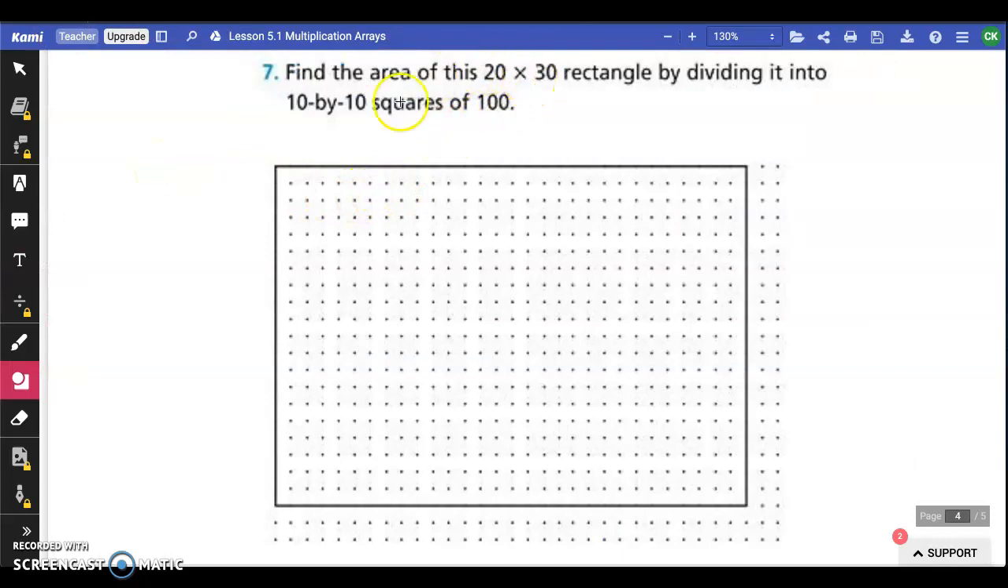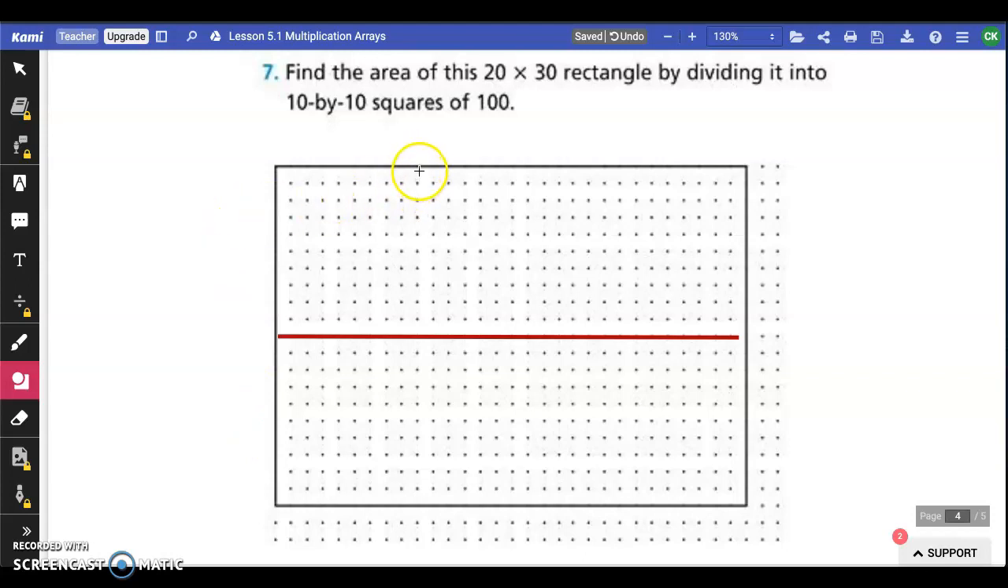So how can we apply this? Well, we can do bigger areas with bigger numbers, multi-digit. So here it says to find the area of this 20 by 30 rectangle by dividing it into 10 by 10 squares of 100. Looking at that rectangle, it'd be clear that this side is the 20 and the longer side, the width here, would be 30. So it might not be exactly perfect, but I can go ahead and draw a line across so that I have 10 and 10 to make 20.